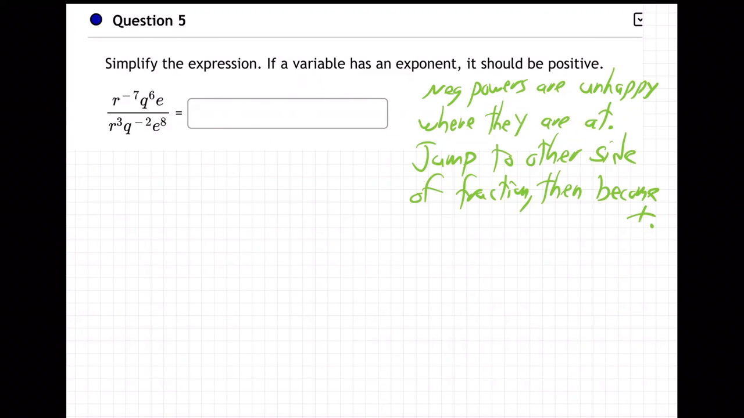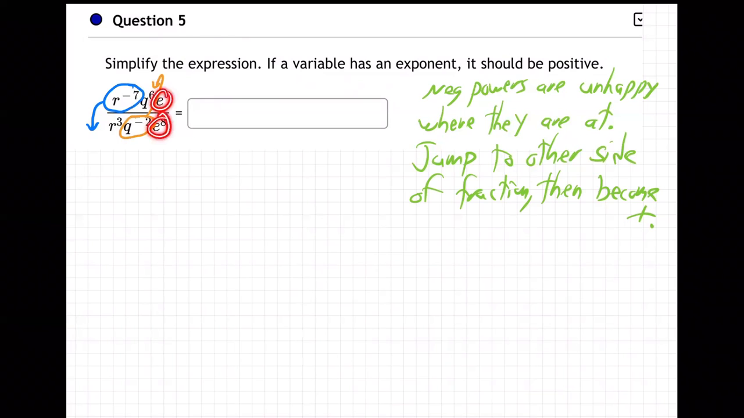So let's do it. So this r to the -7, he's unhappy. He's going to jump down to the bottom. Now the r to the 3 on the bottom, he's positive power. He's going to stay put. He's happy. Okay. Now what about the q here? Let's do the q to the -2. He's unhappy. He's going to jump up to the top. But the q to the 6, he's happy. He's going to stay right where he's at.